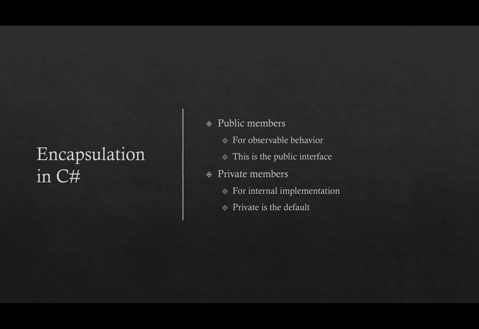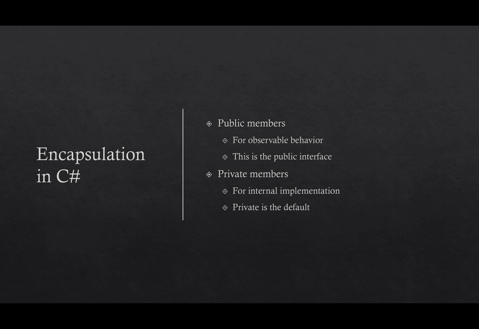In C#, we get that information hiding by taking advantage of the public and private access modifiers. So any members declared public are part of your public interface for that class, the part of the class that's visible to users of the class. So that's for the observable behavior, how the class appears to people using it. The private members are just for the internal implementation. And private is the default, so anything where you don't specify an access modifier is private. So you can either just explicitly use the private keyword, or if you don't specify anything, then private is the default.